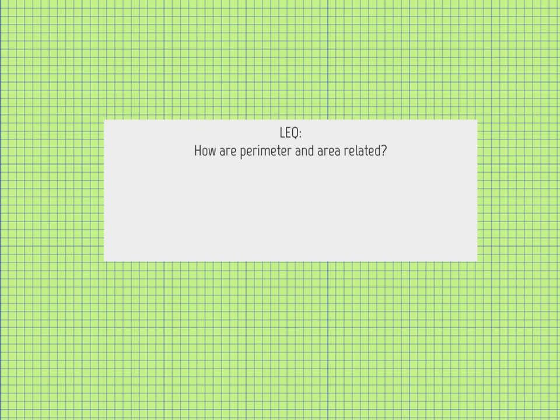And yesterday you guys worked on how you can find the perimeter of an unknown side length. And today we're going to talk about how perimeter and area are related. So we know that they are different, but they can also be similar as well. So what we're going to take a look at is our LEQ.